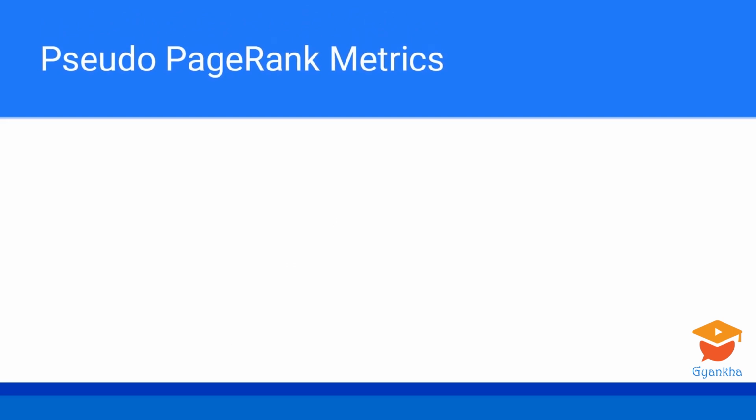Now, Google no longer publishes the PageRank data publicly. Because of this, there are a number of pseudo-PageRank metrics that online SEO tools use. So let's take a look at some of those. For example, Majestic.com uses the citation flow metric as a replacement for PageRank.